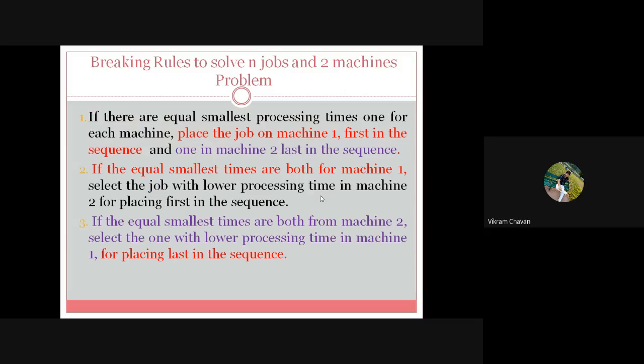Okay. So now here we need to understand some rules which are called the breaking rules to solve the n jobs and 2 machine problem. Important rule: if such a condition arises that 2 processing times are similar, then in that particular position, what decision do we need to take? That is the decision rule or the breaking rule related to n jobs and 2 machines. If there are equal smallest processing times, one from each machine.